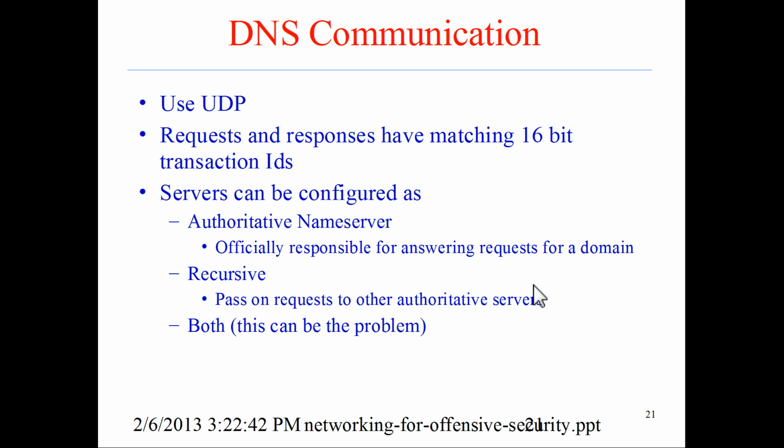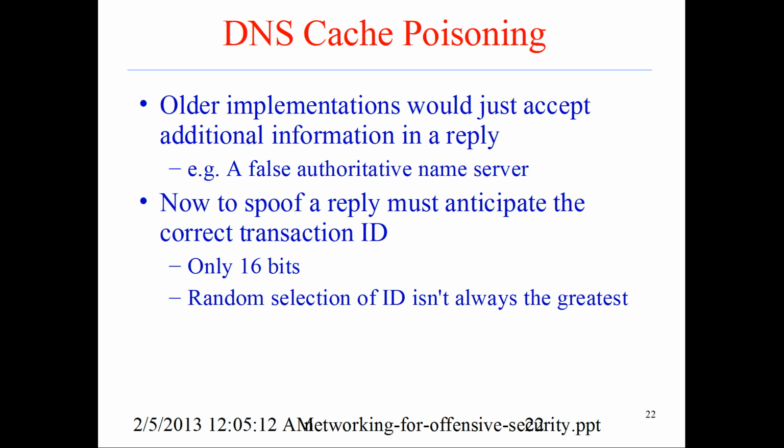So servers can also be configured as both, and that's where it becomes complicated, and they can also be misconfigured. Very old implementations of DNS would just accept any information they got in a reply, and anyone could pose as a false authoritative name server and say, hey, google.com is actually here. Send all the users looking for google.com to this IP address.